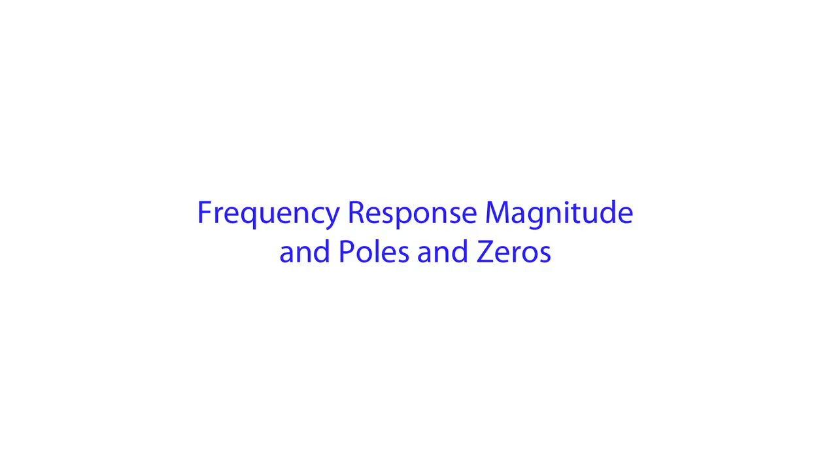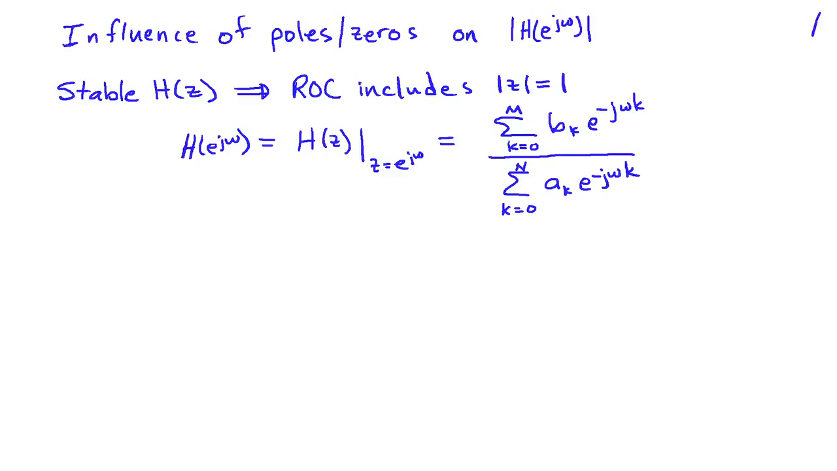It's very useful to understand how the poles and zeros of a system described by a linear constant coefficient difference equation impact the frequency response magnitude. So basically, we want to study how the poles and zeros influence the magnitude of H(e^{jω}). We know that if our system is stable, then the region of convergence is going to include the magnitude z equals 1, or the unit circle, so I can obtain the frequency response magnitude from the z transform by substituting for z with e^{jω}.